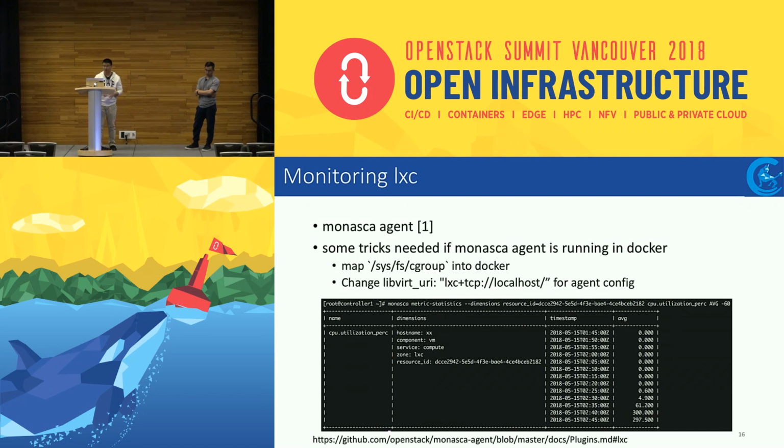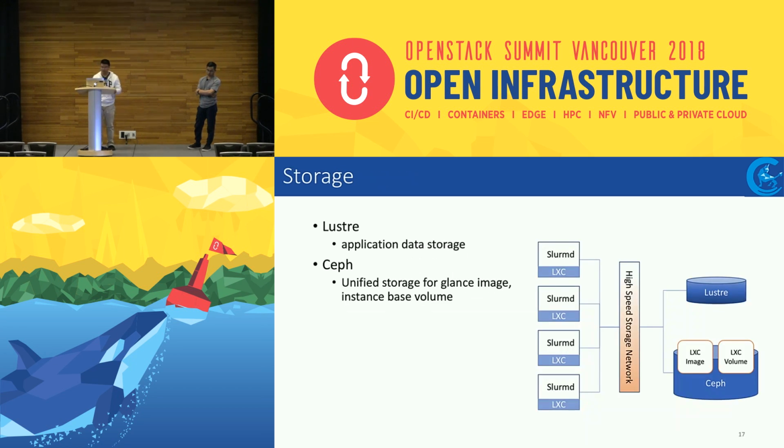All OpenStack services run in containers, including the Lustre agent, because we deploy OpenStack with Kolla. To monitor Linux containers, we should map the cgroup in Docker and configure the libvirt agent. The picture shown is a CPU utilization graph of a Linux container. For storage we choose Lustre and Ceph. Lustre is used to store high-performance user application data, and Ceph is for Glance image storage and Nova instance images.